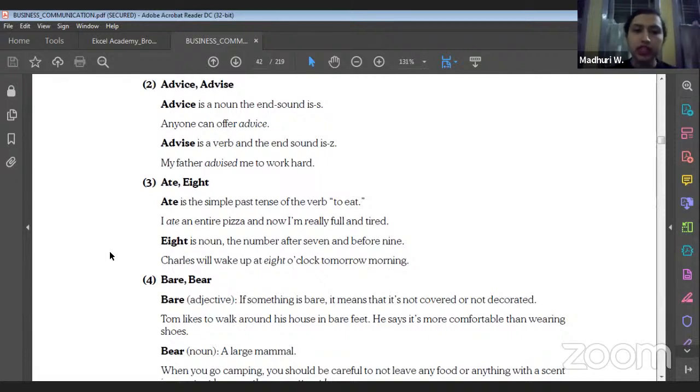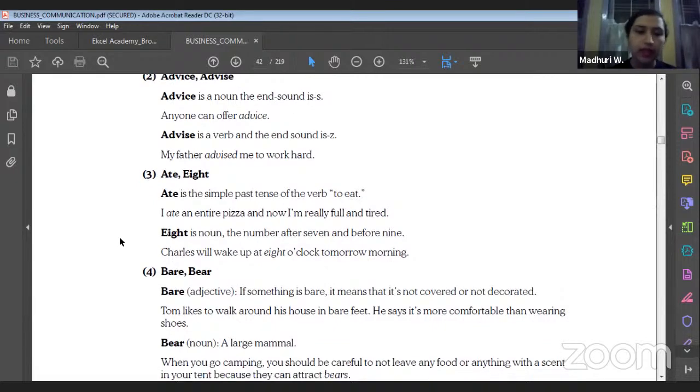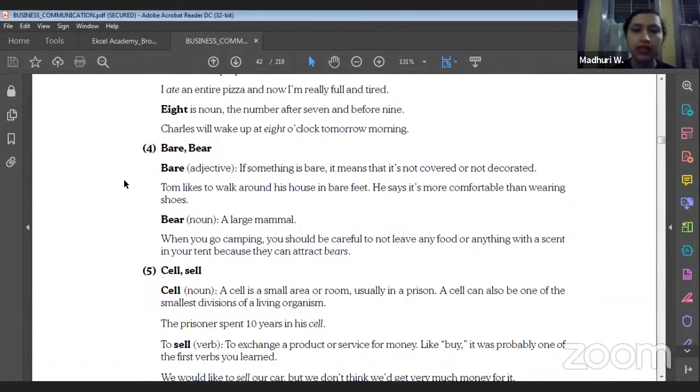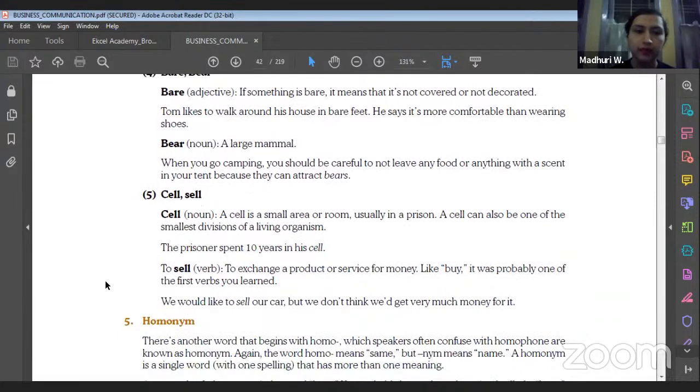But eight here, E-I-G-H-T, is a noun. It's a number, right? After seven, but it comes before nine, like 8 o'clock, 8 p.m. Then you have words like bare and bear. B-A-R-E is an adjective. B-E-A-R is a noun. So these words, again, you have to keep in mind. For example, cell and sell. Cell is a noun, like a prison cell or the cells in the human body, an animal or plant cell. To sell is a verb. Basically, it's to exchange a product in exchange for money, like we would like to sell our car. I would like to sell my bike.